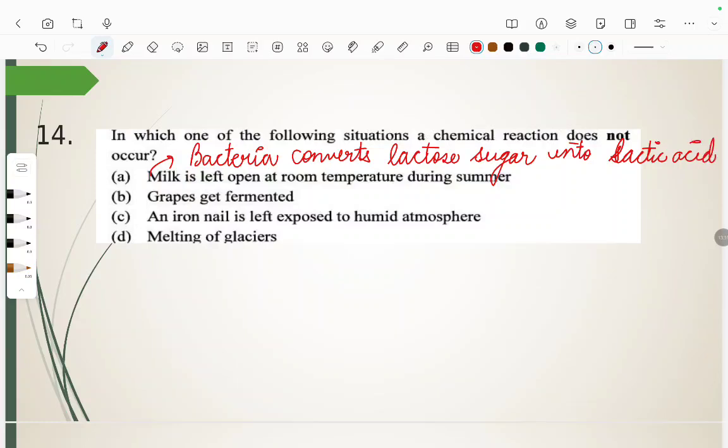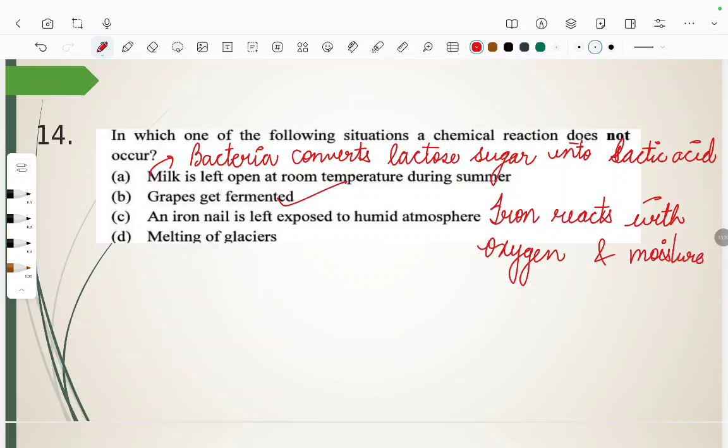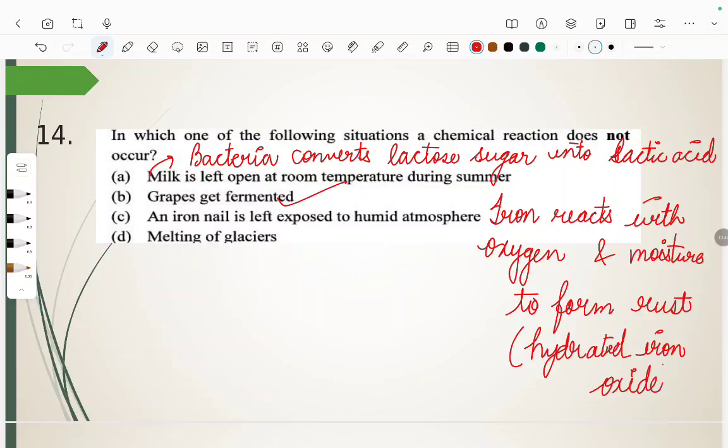Grapes get fermented. Yes, this is also a chemical reaction. Iron nail is left exposed to humid temperature. Yes, absolutely correct. This is also a chemical reaction. Iron reacts with oxygen and moisture to form rust, which is also known as hydrated iron oxide. Last option is melting of glaciers. That is not a chemical reaction.